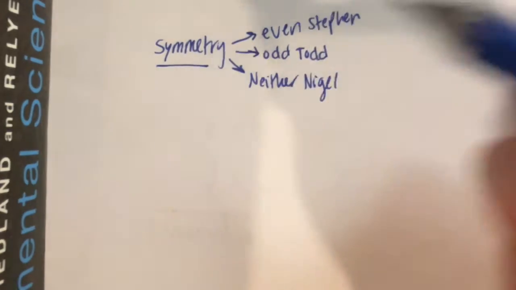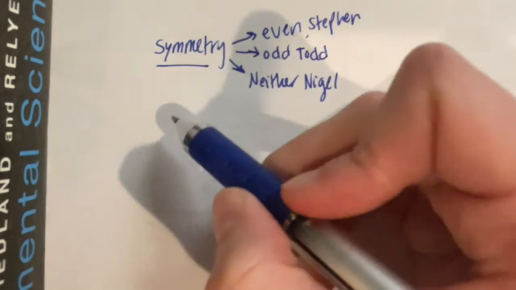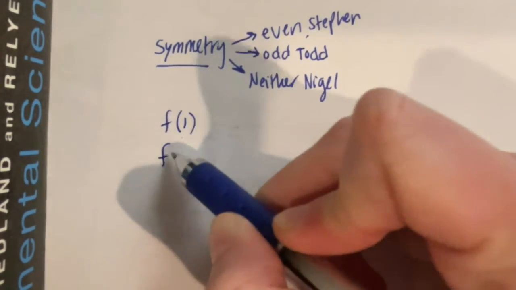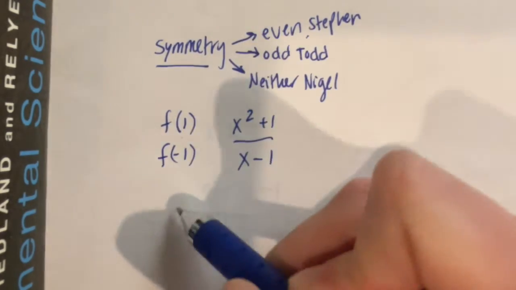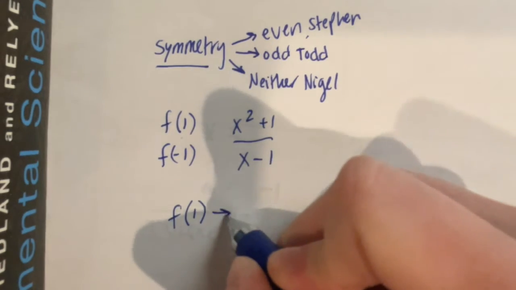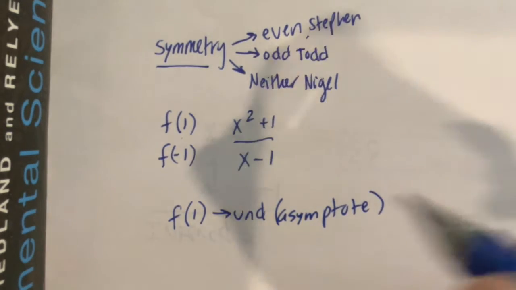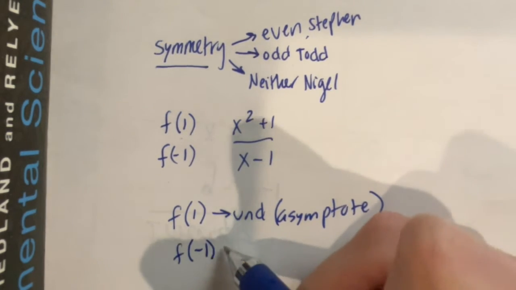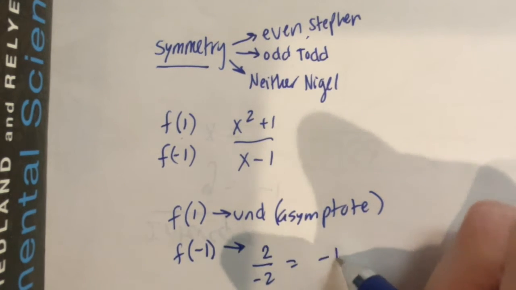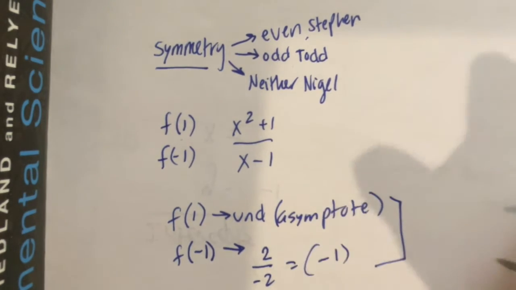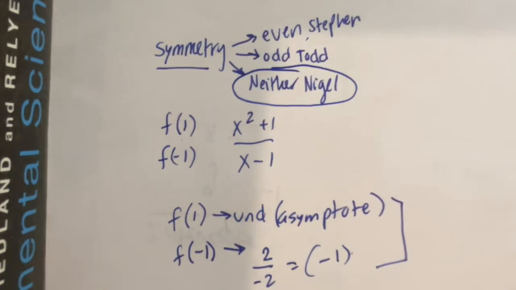So next we're going to talk about the symmetry of our function. A function can either be even Steven, odd Todd, or neither Nigel. We're going to determine the symmetry by plugging f of 1 and f of negative 1 into our function. If we plug in 1, we're going to get undefined because we already know that there's an asymptote there. And if we plug in f of negative 1, we're going to get 2 over negative 2, which is equal to negative 1. Because undefined and negative 1 don't match up, we know that this function is neither, Nigel.